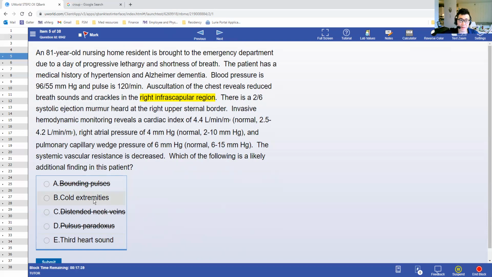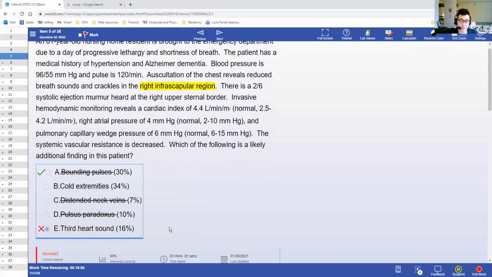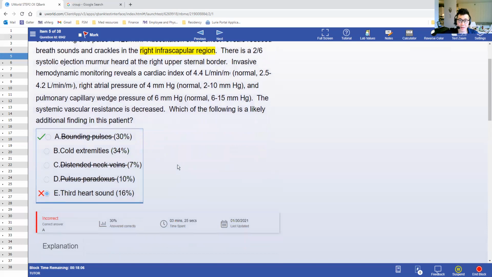Cold extremities is kind of a tricky one. Yeah, you're third spacing so much, so I guess it could be cold. You're still perfusing it, but you're not perfusing it super well though. Yeah, I think you will be warm and wet in sepsis. So I'm gonna go with third heart sound. Third heart sound. God damn it.